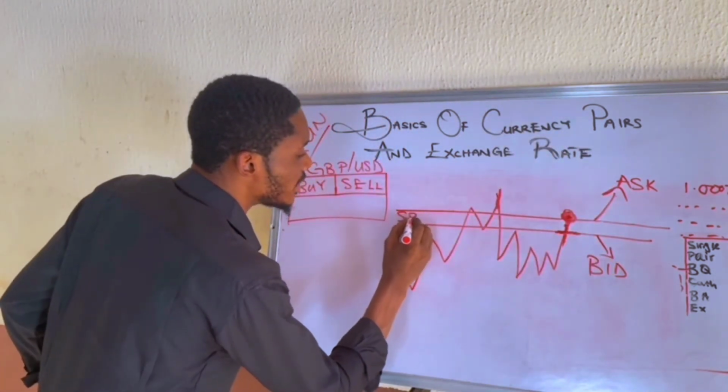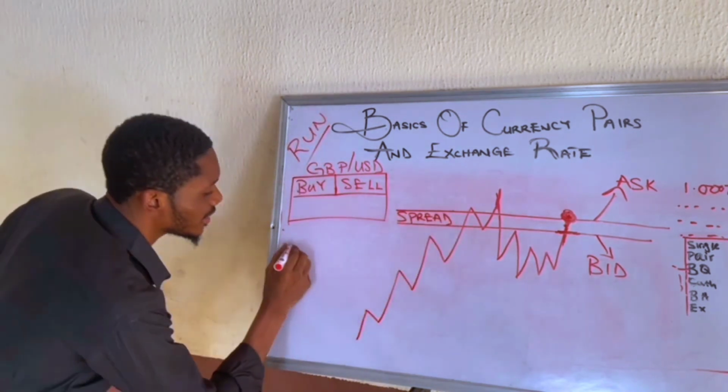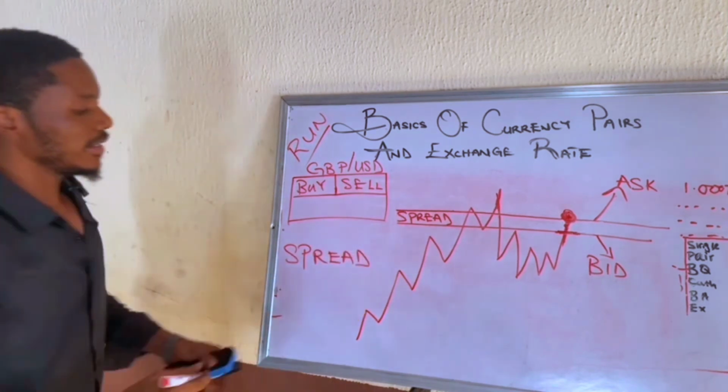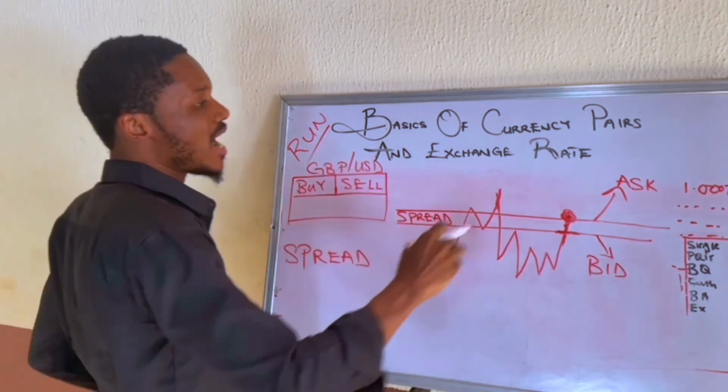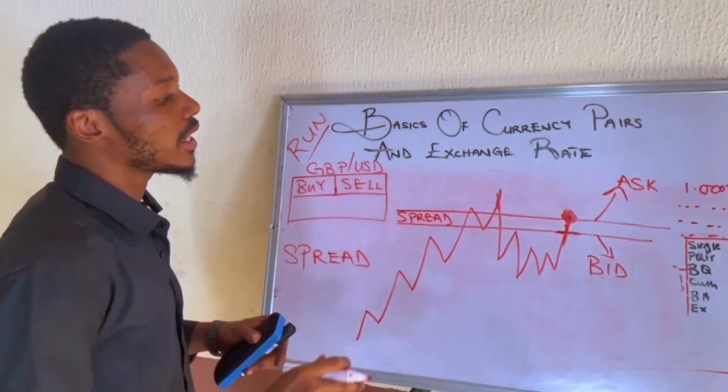It's called spread. Let me write down spread. Right? It's spread. Look at it. Spread. This typically represents the price between the ask and the bid price. So that's where your broker makes money.